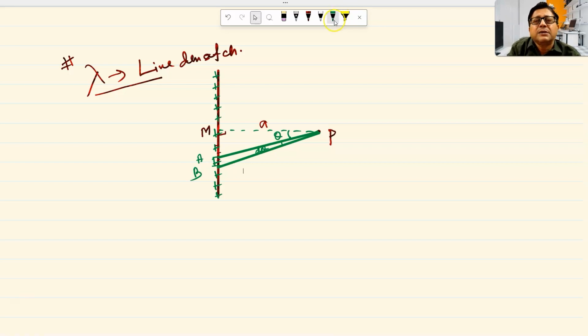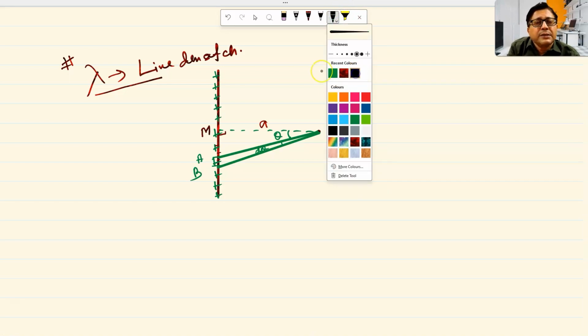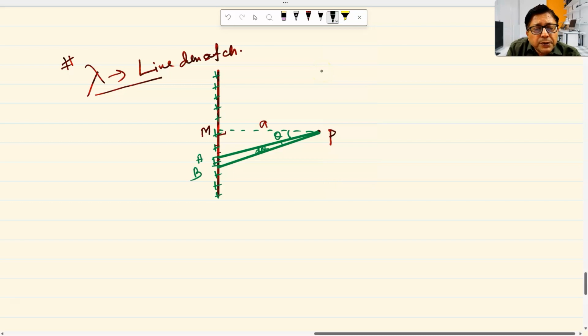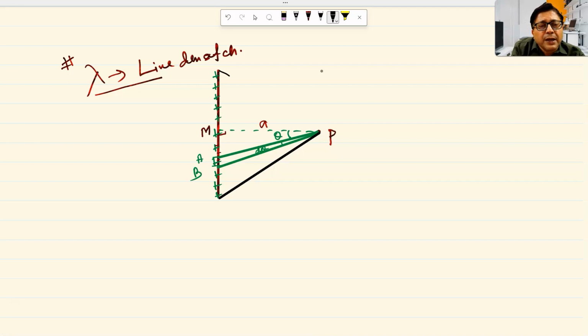Imagine that the angular positions of the two extremities of the rod are theta 1 and theta 2. This angular position you have taken theta 1 and this angular position you have taken theta 2. Now the elementary portion is of length dx, the way you have taken previously, at a distance x from M. M is the origin here.